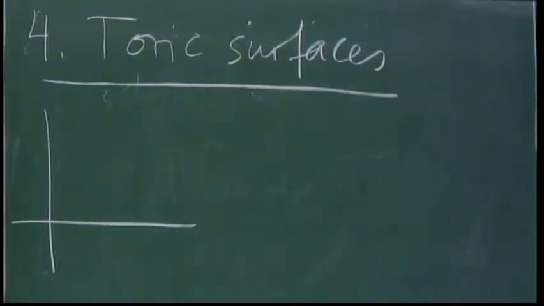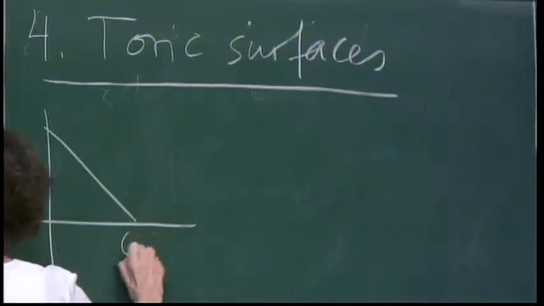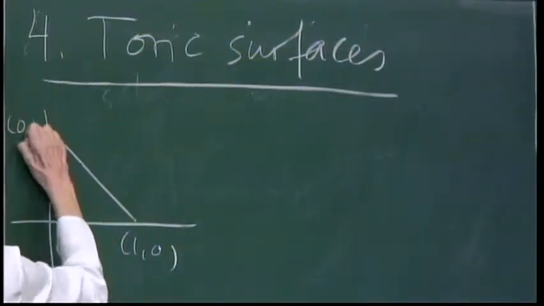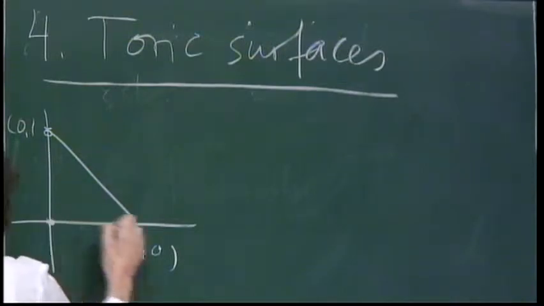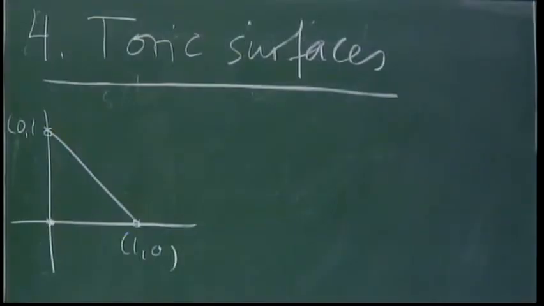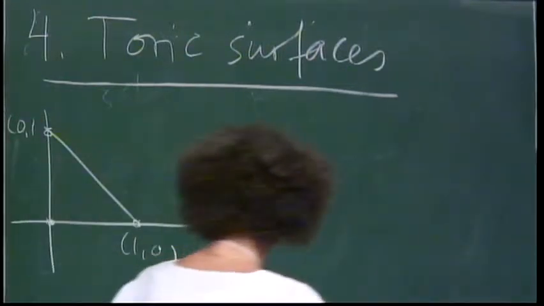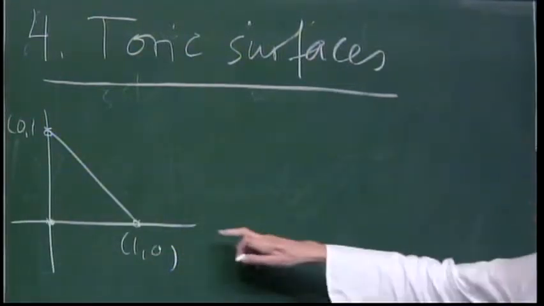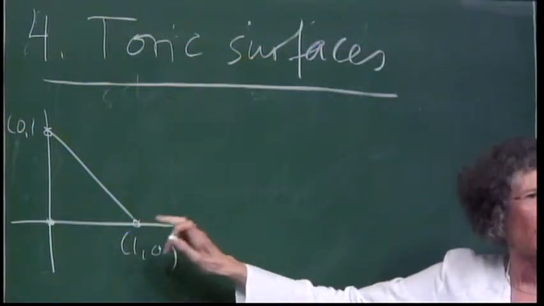Let's look at a few examples. They can be defined by fans or by polytopes. For surfaces, I will only look at polygons, so I will not do the fan thing. You have to go back and forth between fans and polygons, but let's just stick to the polytope version.